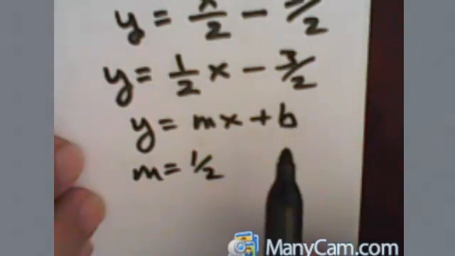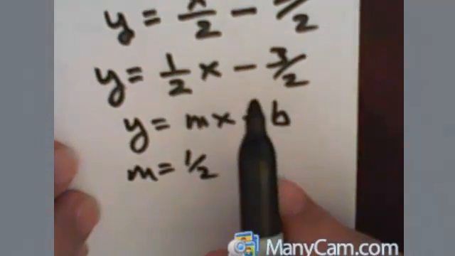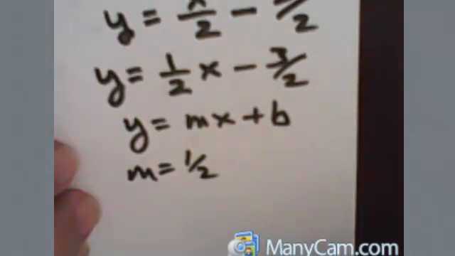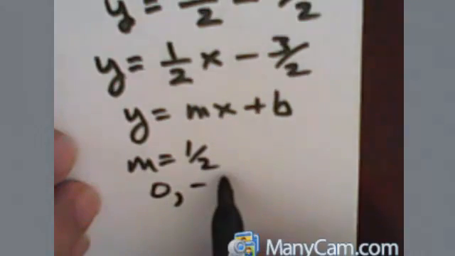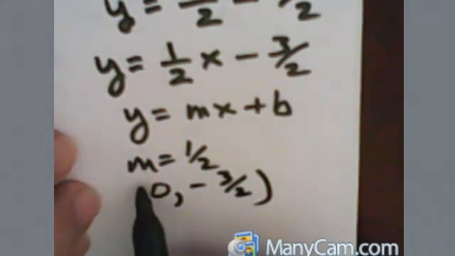The y-intercept, we often say the y-intercept is minus 3/2, but properly the y-intercept is a point. It's a point on the y-axis. So we should call it 0, minus 3/2. That is the point at which the line would cross the y-axis if you graphed it.